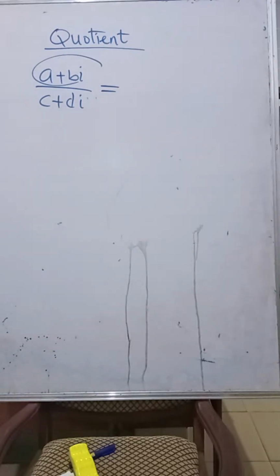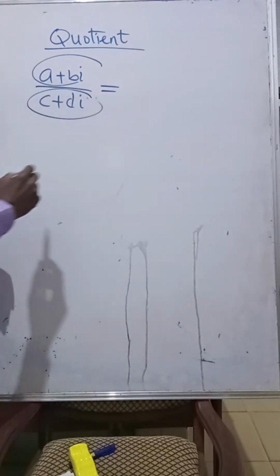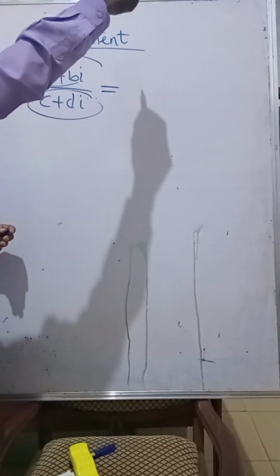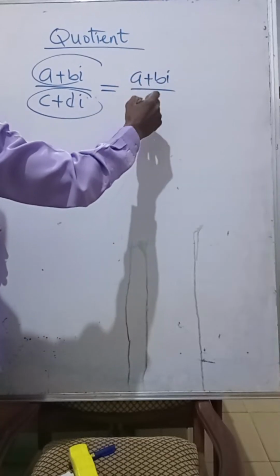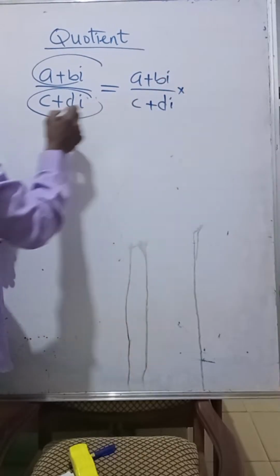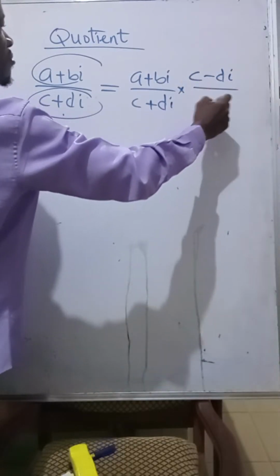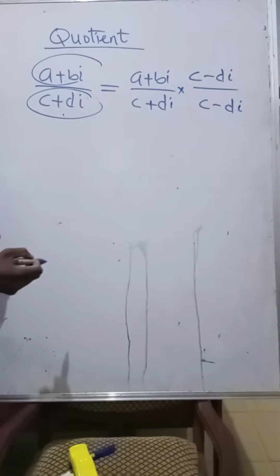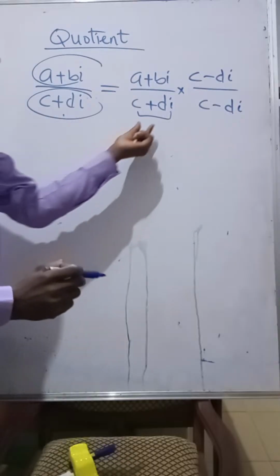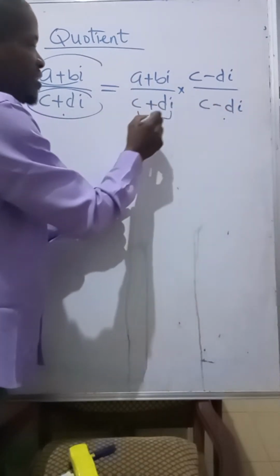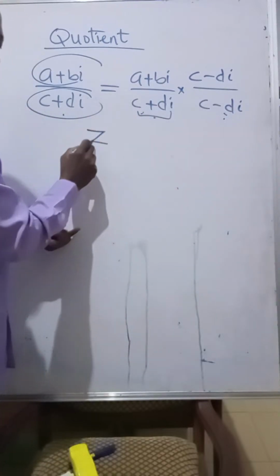The first thing you do is to get the conjugate of the denominator and use it to multiply the numerator and denominator. So write your question, and then times the conjugate of this denominator, which is c minus di over c minus di. You can see the denominators are the same thing, but this one is the conjugate of this one.